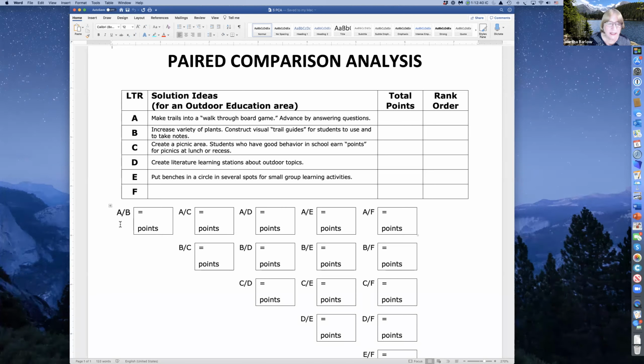Had the most clicks for A was somewhat better. Okay, so A, somewhat better, 2 points. Questions? A and C? A is better, but it was a close call. Okay, so A is better, and this is the PCA chart here that you fill in. B to C? Let's go A to D, go across. A to D, D is much better.